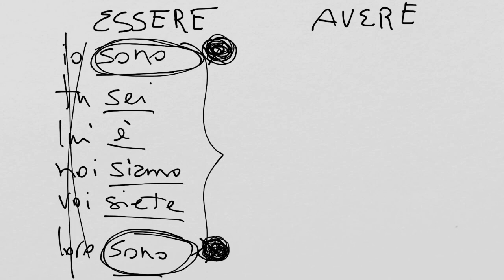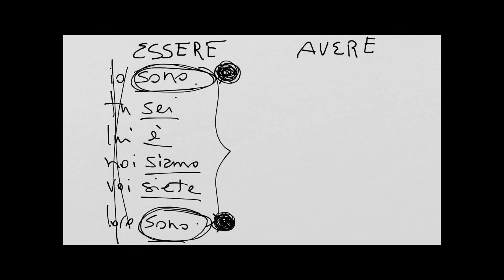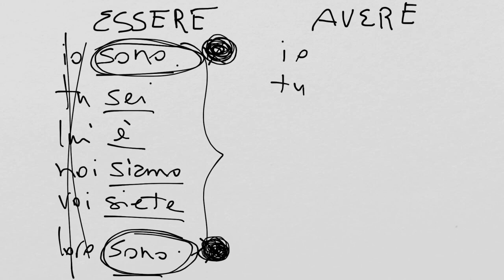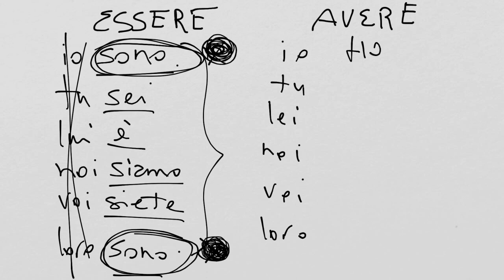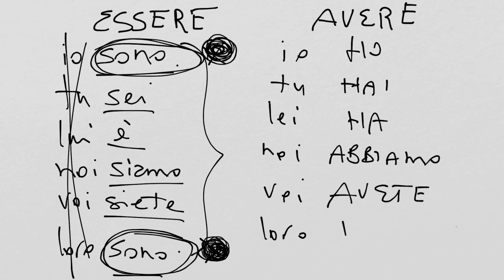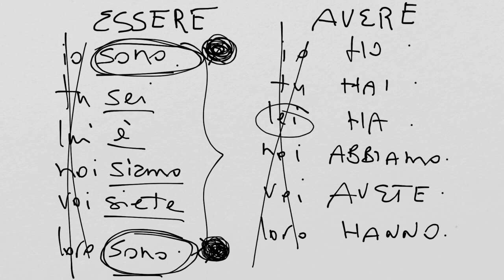So the same practice applies. Very often, Italians simply leave out the subject pronoun and go by the verb form alone. Sono, sei, è, siamo, siete, sono. Let's look at avere. We write down the subject pronouns and the conjugation. Ho, hai, ha, abbiamo, avete, hanno. The same thing happens with avere, where people leave out the subjects and use simply the verb forms.